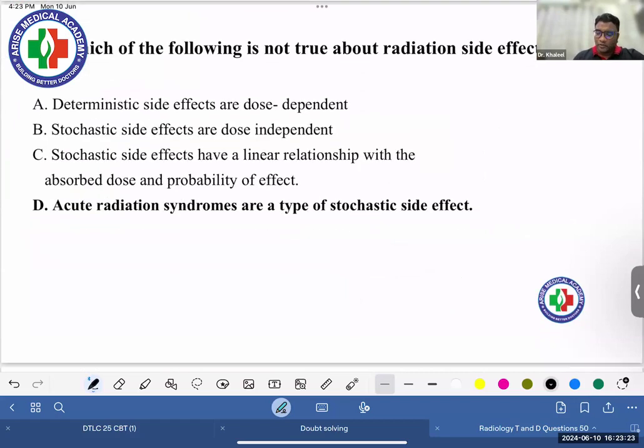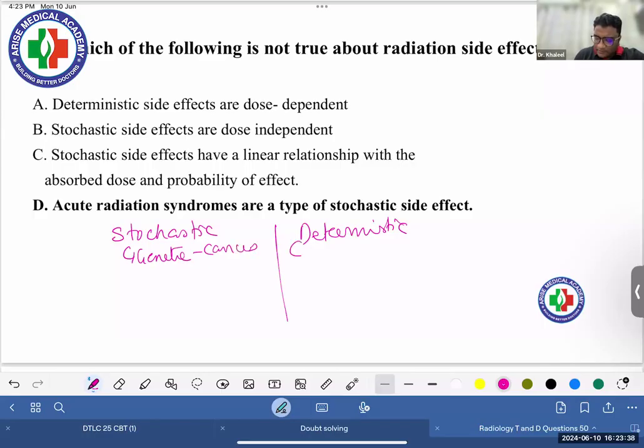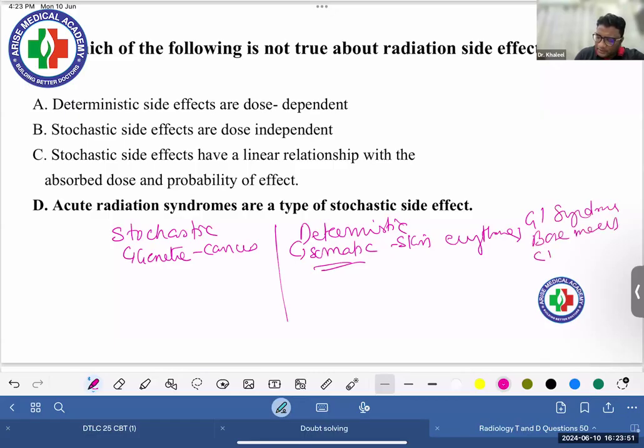Next, which of the following is not true about radiation side effects? Now, I taught you this. There are two types of radiation side effects, stochastic effects and deterministic effects. Stochastic are genetic effects, like cancers. Deterministic effects are somatic effects, like skin erythema, or anything that occurs on the body, like GI syndromes, bone marrow involvement, right? CNS syndromes, anything, all radiation syndromes.